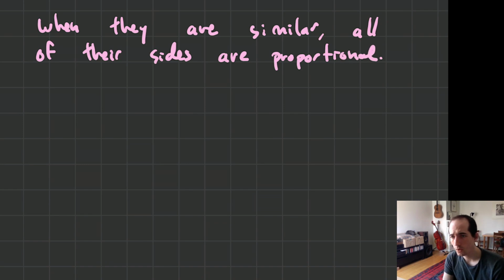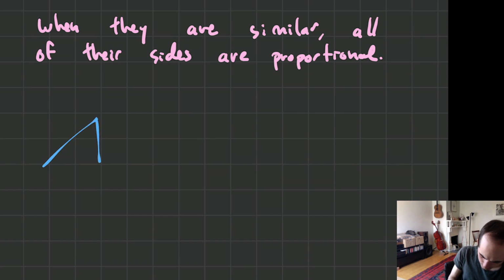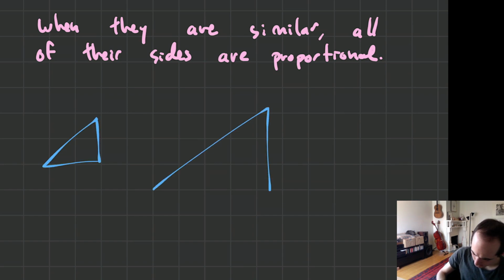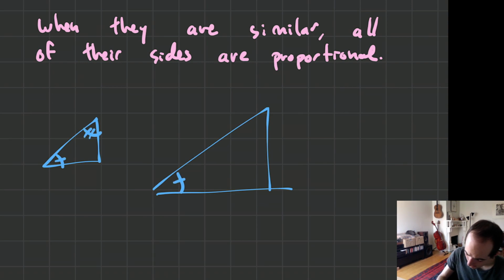Okay? All the sides are proportional, which means that the ratio between each of the sides is going to be the same. So to give you just a quick little example, here's one triangle, here's another triangle. Let's say that this side is the same as this side. Let's say that this side is the same as this side.